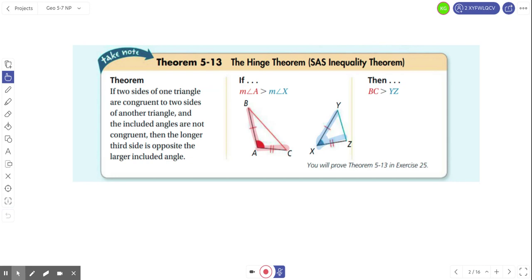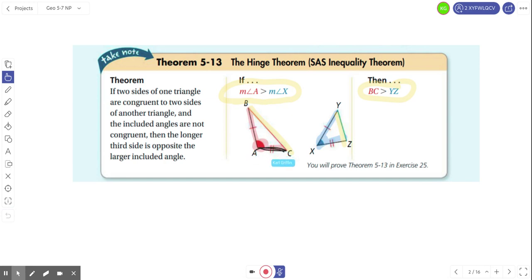So in the blue triangle, that would be angle X, and the red triangle, that would be angle A. And also of that third side of the triangle. In particular, if you have two congruent sides and angle A is bigger than angle X, if angle A is greater than angle X, then side length BC will be bigger than side length YZ. And that's hopefully pretty self-evident as you're looking at that.